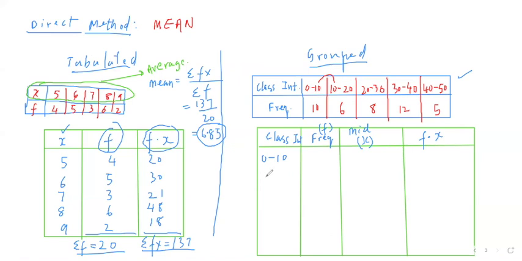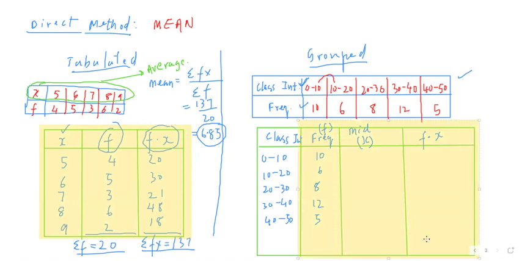0 to 10, 10 to 20, 20 to 30, 30 to 40, 40 to 50. So first, I'm just going to write down as is, 10, 6, 8. I'm just writing down all what's in the table. Now I'm writing down 8, 12, and 5. So just to give you an idea, the comparison between the previous one and this: the direct method, we use these. Now we're going to use these three. It's exactly the same. So we're replacing class interval by mid value. That's all we're doing.